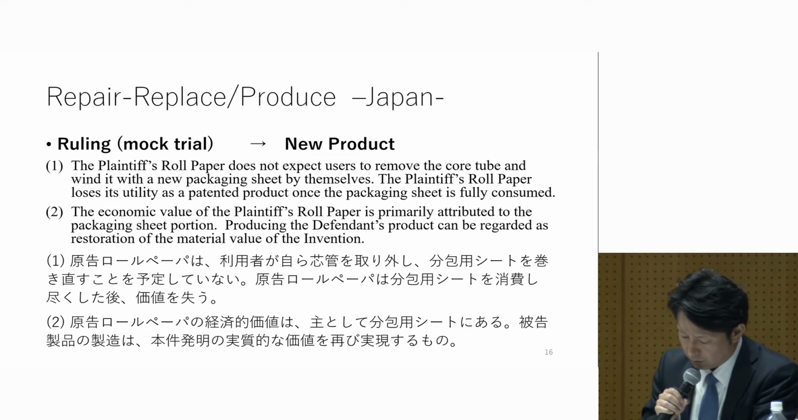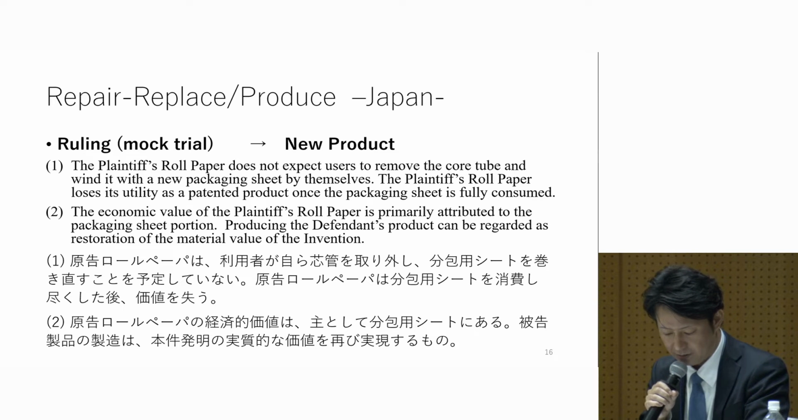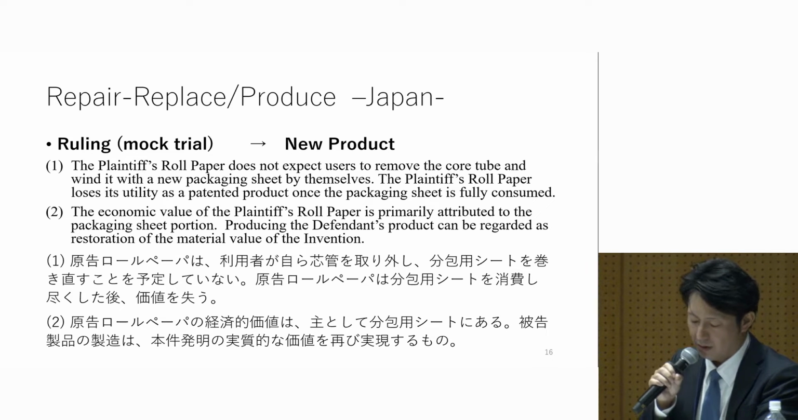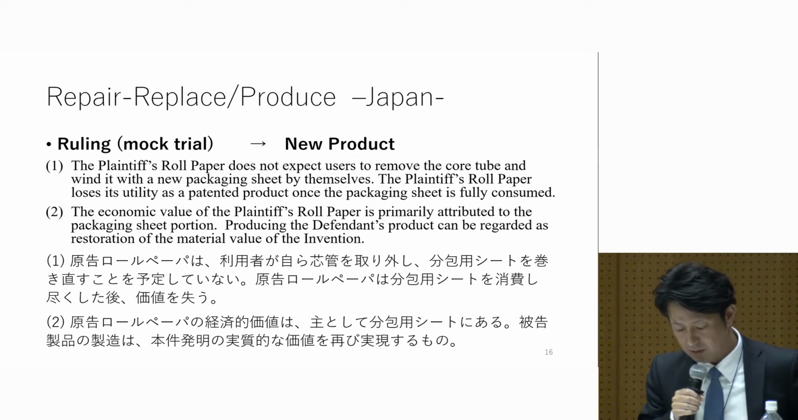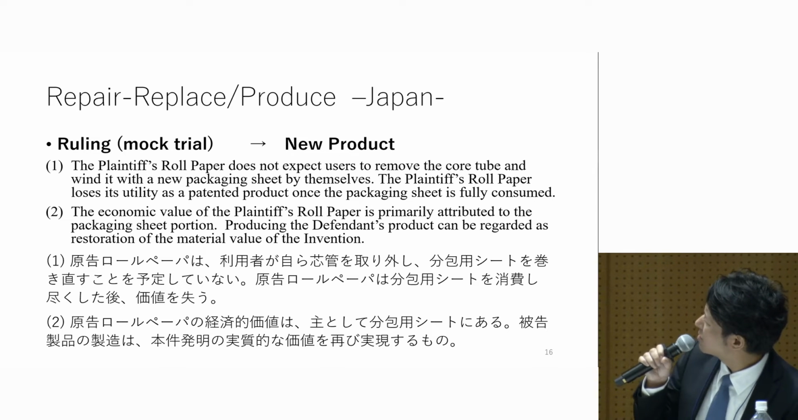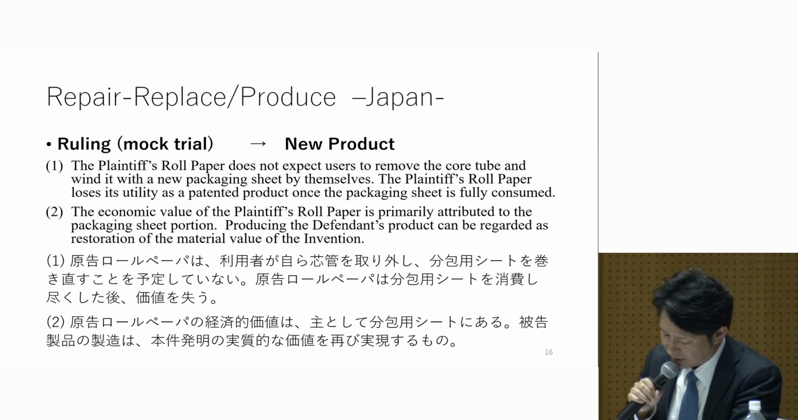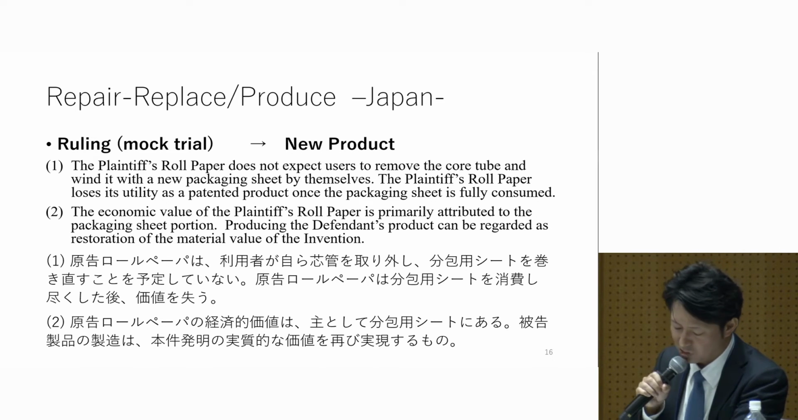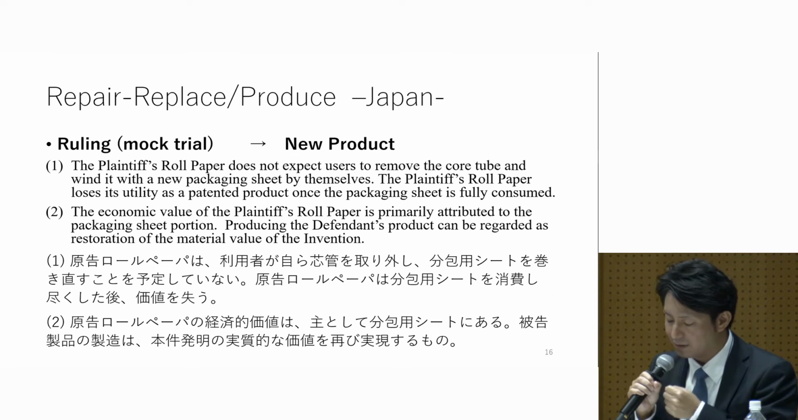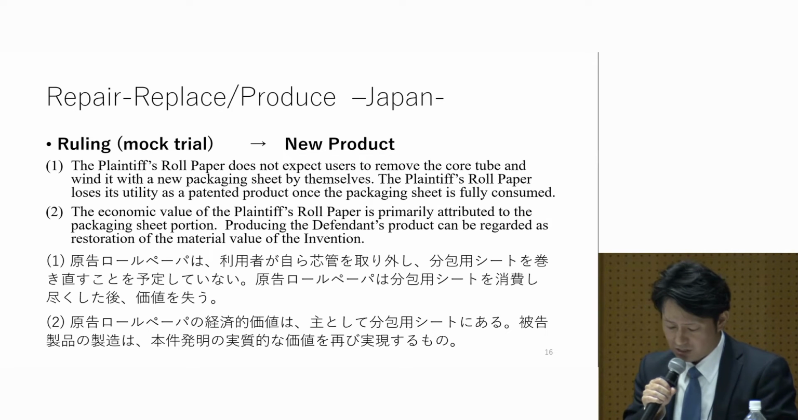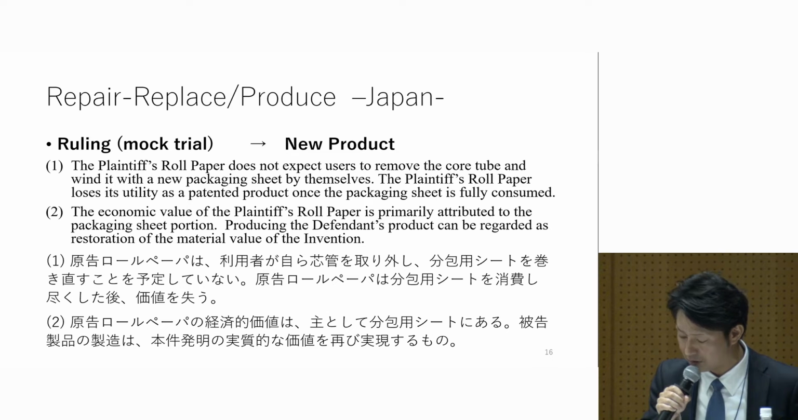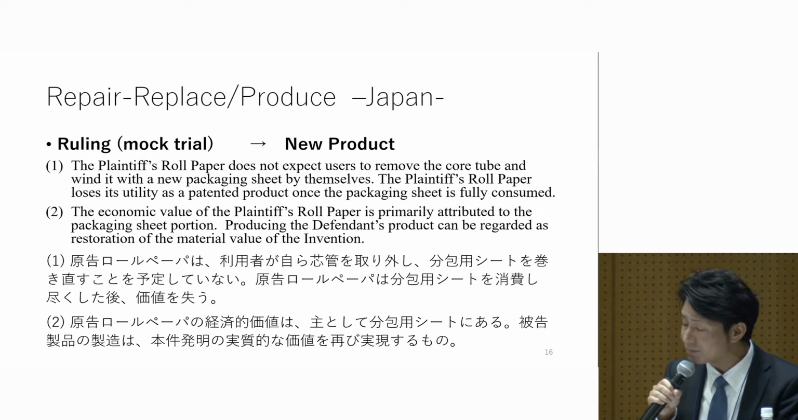In the mock trial today, the court firstly pointed out that the plaintiff's roll paper is not designed for end users to remove the core tube, buy new paper, and wind it by themselves. Next, the court pointed out the market value of the seat itself. The court also mentioned that the effects of the patented invention, which are detecting an angle and adjusting the braking force, are restored by winding the paper onto the tube correctly. So it seems that the court took those points into consideration and found that the defendant's product is a newly produced patented product. That's it.